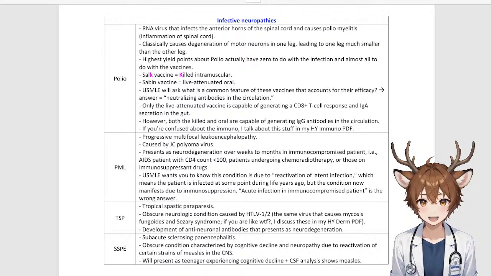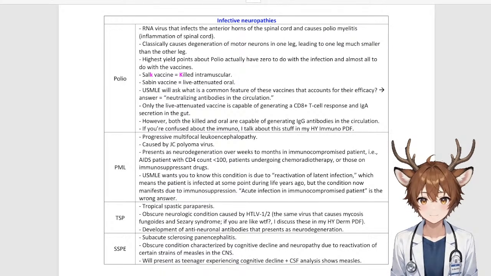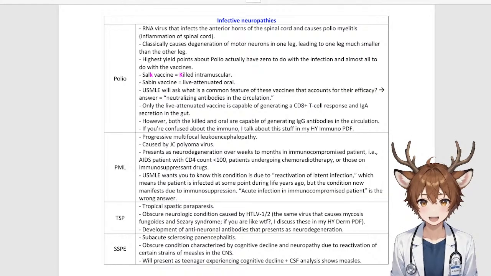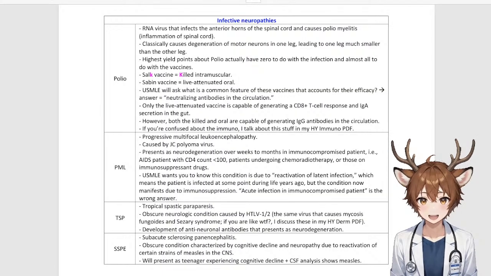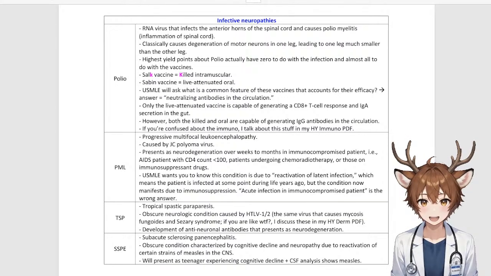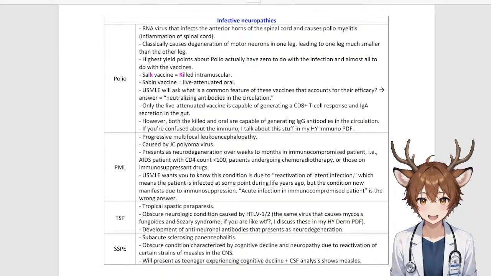SSPE, subacute sclerosing panencephalitis, obscure condition characterized by cognitive decline and neuropathy due to the reactivation of certain strains of measles in the central nervous system. Will present as a teenager experiencing cognitive decline plus CSF analysis shows measles.